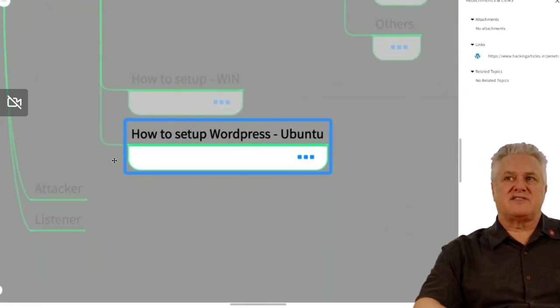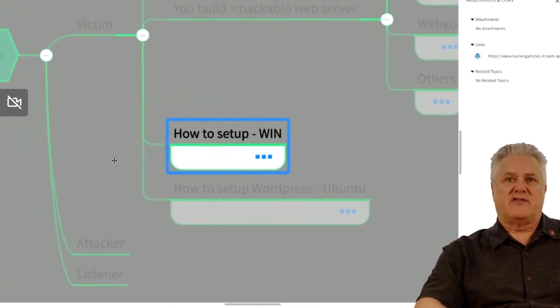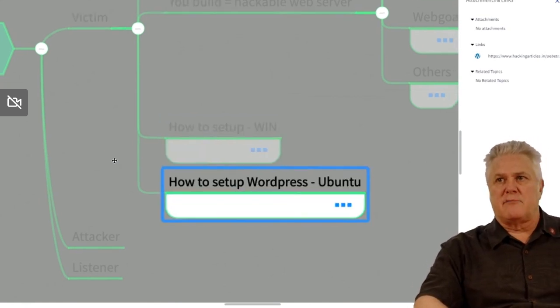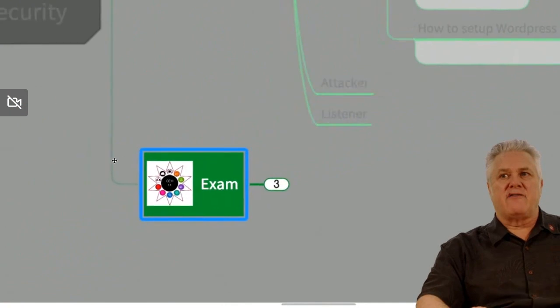I would go through how to set up WordPress on Ubuntu, and also how to set up the Windows servers that are out there. I gave you 2 guides on how to do those. Those are from Hacking Articles. We talked about the gentleman that runs that site previously. So you've got to have some sites.